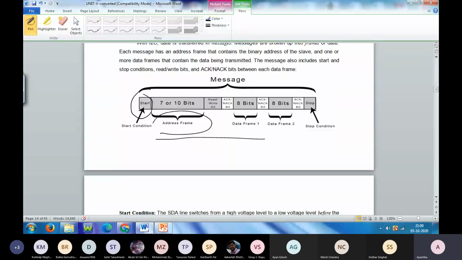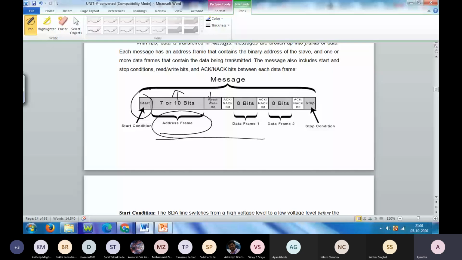Then this is the address frame. You have seen that it is a common line. Whenever you are sending the data, that is a common line. And when this message is placed in that line, every slave will check whether this address frame, the output of these 7 or 10 bits, matches their own address. If yes, they will accept the data. If not, they will just discard this message.